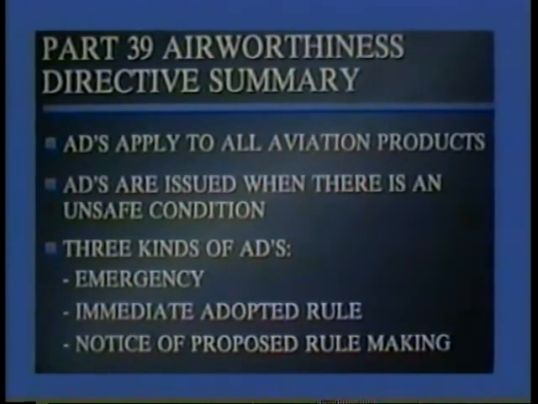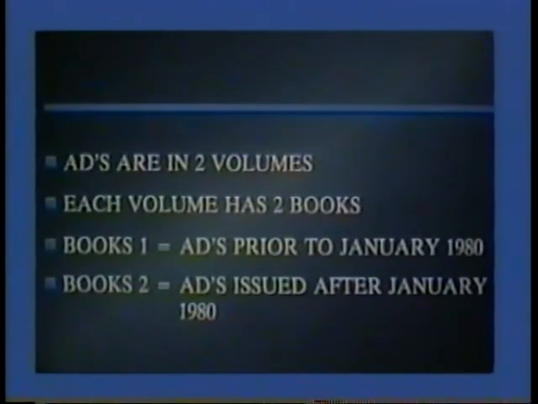In summary, airworthiness directives, ADs, apply to all aviation products. ADs are issued when there is an unsafe condition or when an unsafe condition is likely to exist or develop. The three ways ADs come into being are emergency AD, immediate adopted rule, and notice of proposed rulemaking. All ADs are in two volumes, small aircraft and rotorcraft, and large aircraft. Each volume contains two books.